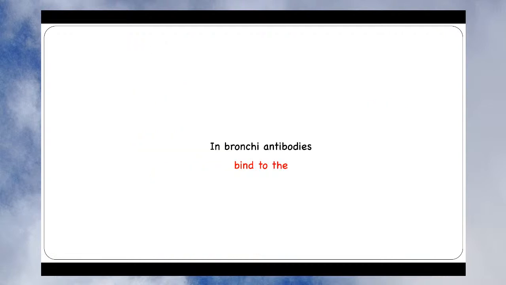Now antibodies are just produced by these immune competent cells. What will this antibody do further? This antibody in the bronchi will bind to the different cells which are present in your bronchial smooth muscle. So they will bind to the basophil, which is present in bronchial smooth muscle. They will bind to the mast cell, and they will also bind to the eosinophil.